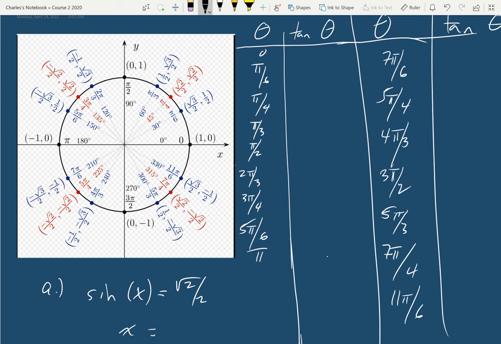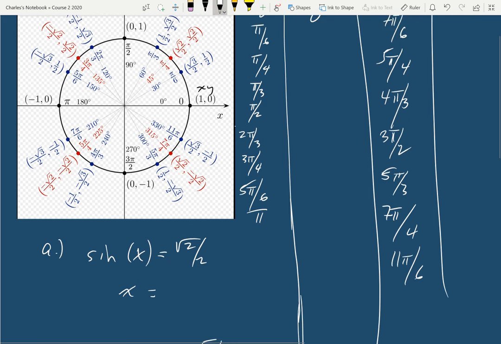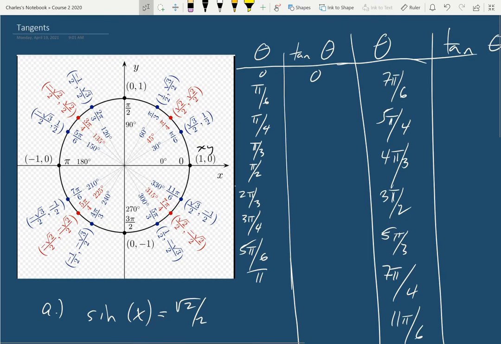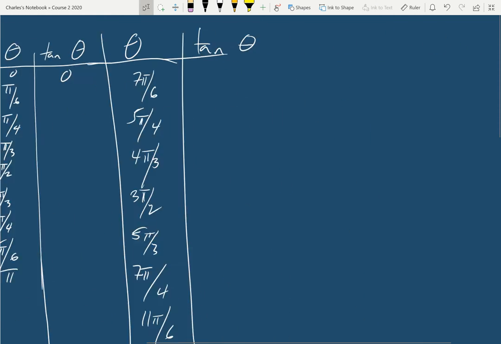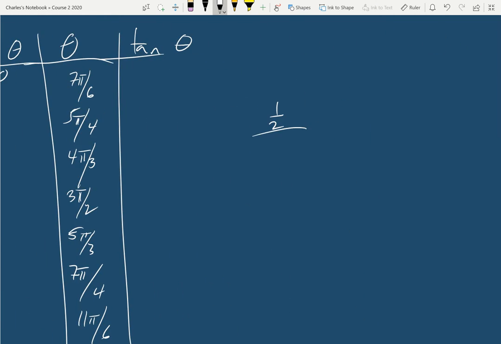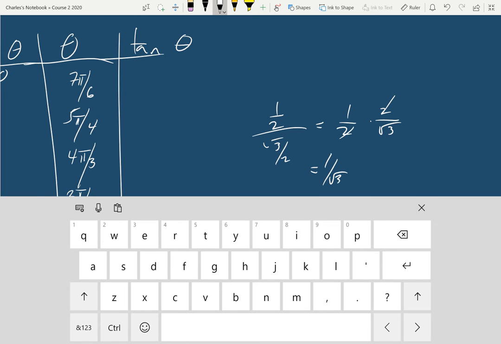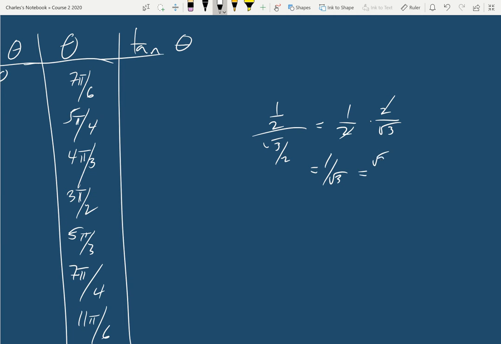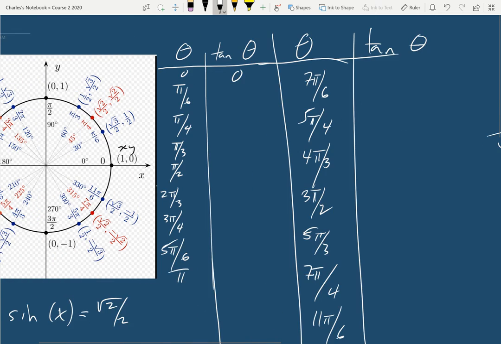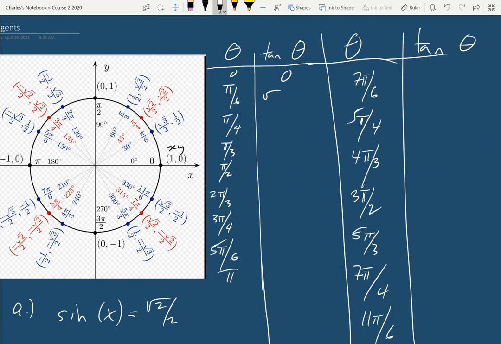Tangent of 0 is going to be 0 over 1, so that's 0. Okay, tangent of pi over 6, what I'm going to need to do is 1/2 divided by root 3 over 2, which is 1/2 times 2 over root 3, which is 1 over root 3, which is root 3 over 3. Okay, and so for pi over 6, I get root 3 over 3.